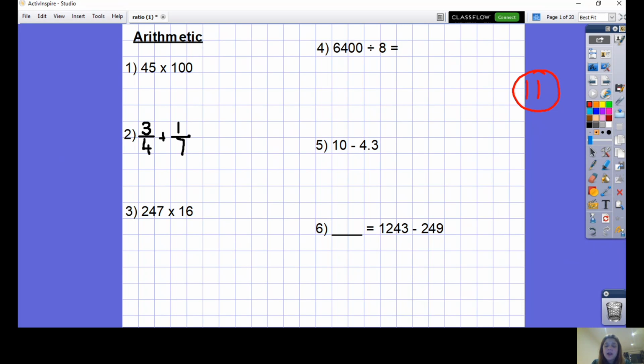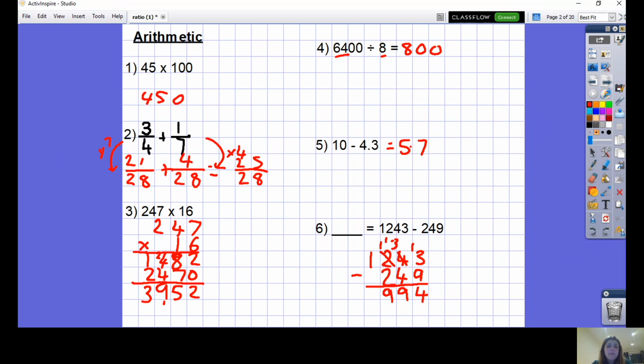Okay, I'm going to start going through the answers, so please make sure you've completed all 6 of your arithmetic questions because the answers are coming up now. Most of these were fairly straightforward. Please just make sure you're being careful with your place value, and with your long multiplication, make sure that you're regrouping correctly. So these were your answers. Please mark them correctly.